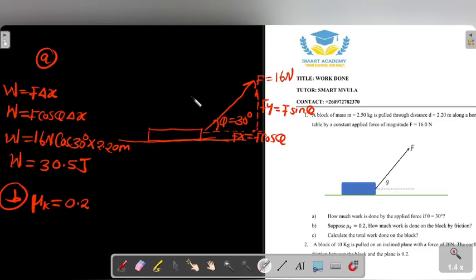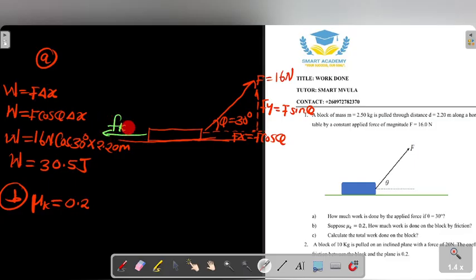Remember, as this block is moving in the positive x direction, there will be a friction force opposing the motion. That friction force, Fk, will act in the opposite direction.